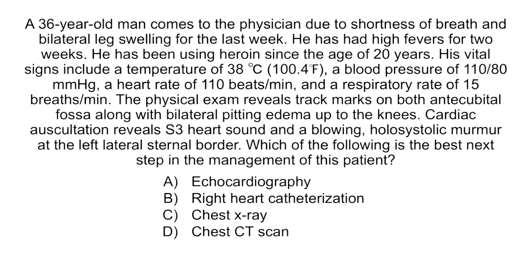Let's discuss why the other options are incorrect. Option B, right heart catheterization, is incorrect because although it can definitively diagnose tricuspid regurgitation, it is an invasive procedure and should be avoided as the initial test. Options C and D are incorrect because although chest X-ray and chest CT can identify the dilated right atrium and ventricle, these imaging modalities are not sensitive enough to definitively diagnose tricuspid regurgitation. And that concludes our lecture on tricuspid regurgitation.